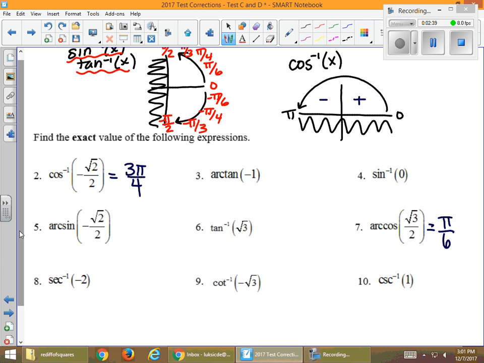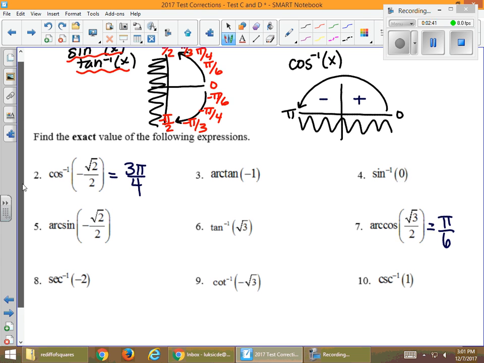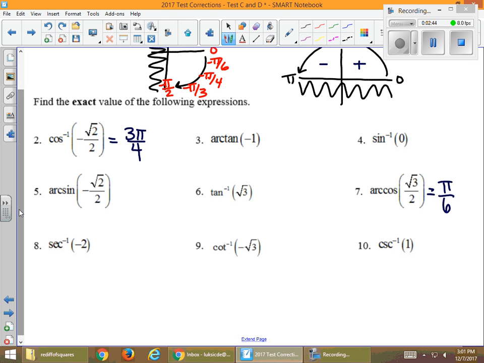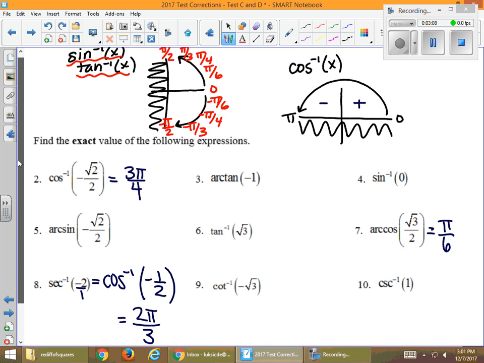I don't see any other cosines, but I do see arcsecant. And if I'm dealing with arcsecant or secant inverse, that's the same as flipping that fraction for cosine. So here, where's cosine negative 1/2? Cosine is negative 1/2 at a pi over 3. And it's the pi over 3 that's in the second quadrant, which is 2 pi over 3. So there are all of your cosines dealt with. Let's go through and do all our sines next.